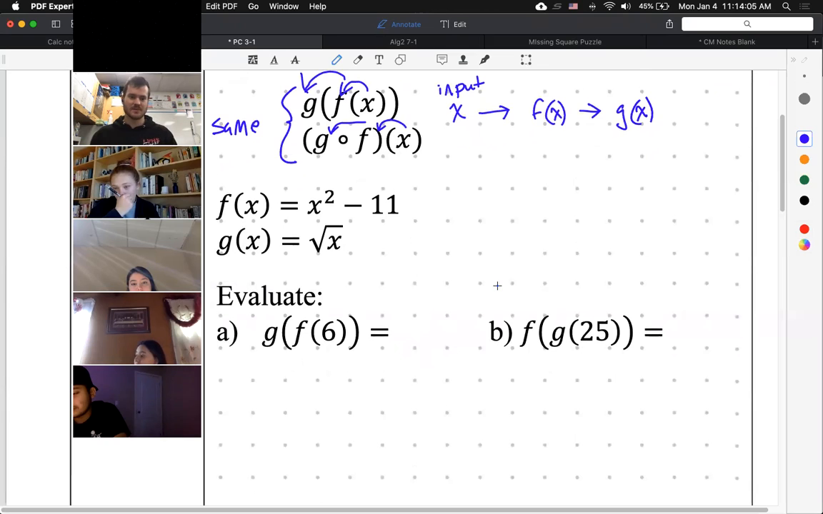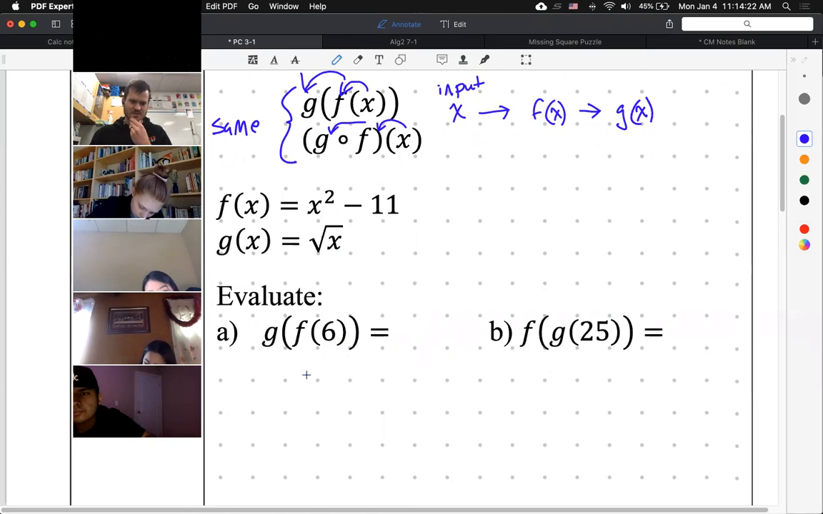So here's an example. f of x is this function that squares it, and then you subtract 11, and then g of x is just the square root function. All right, so let's try this out. I want to evaluate g of f of 6. This is a composition of functions because one function is inside of the other function.